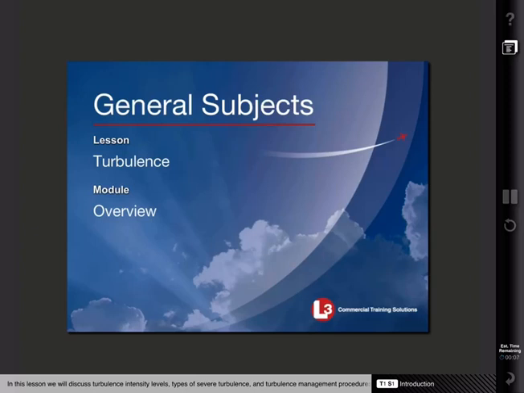Turbulence intensity levels, types of severe turbulence, and turbulence management procedures.